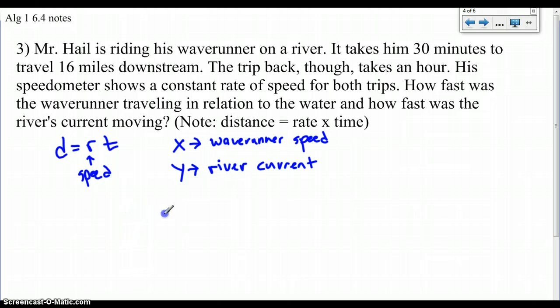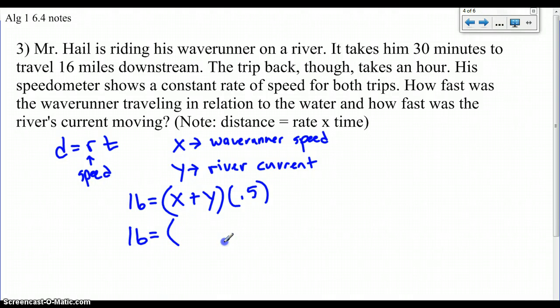For the first trip, the half-hour trip, I'm going downstream. So my total distance is given to us as 16 equals, and then the rate, the speed. To find the rate when I'm moving with the current, I add the wave runner speed and the river speed together. They're going the same direction, so we add those two together. That gives me my total speed. It says it takes 30 minutes, so I'm going to put this in terms of hours and do 0.5 right there. The return trip is the exact same speed.